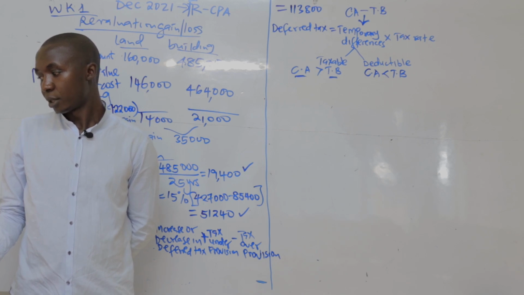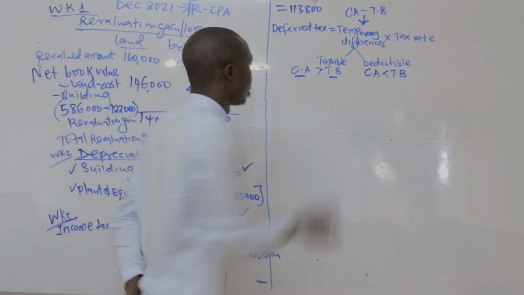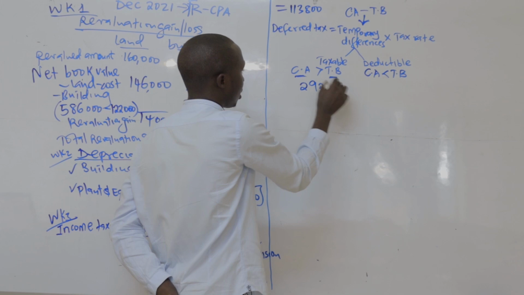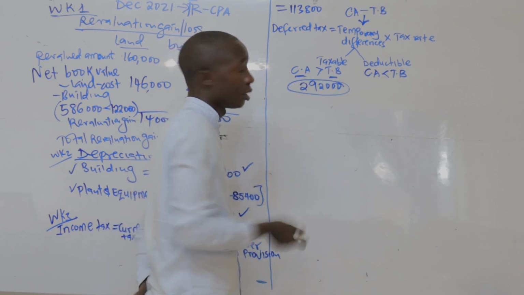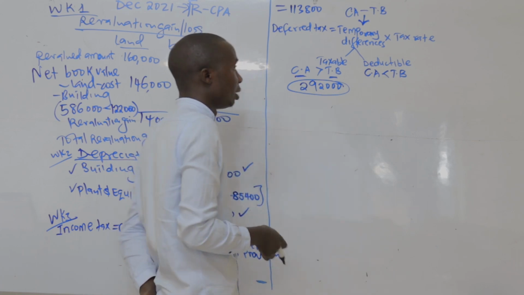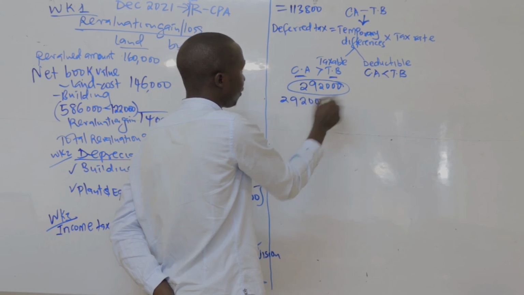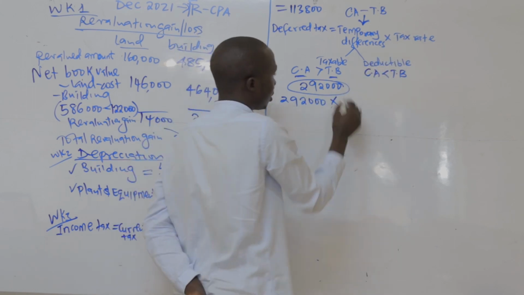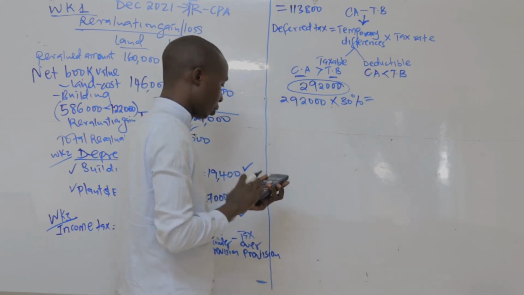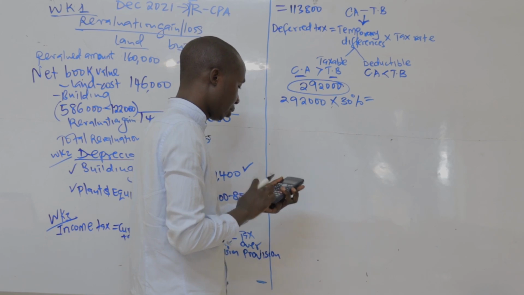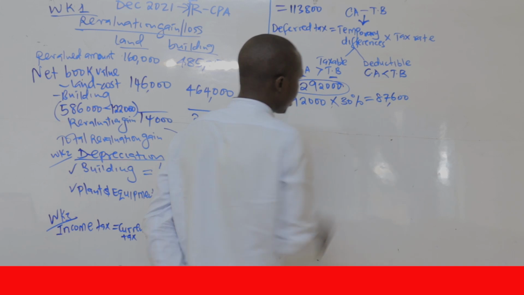So the tax base was less than the carrying amount, which means that the carrying amount was greater than the tax base by 292,000. And once you have a temporary difference, because here we have a taxable temporary difference, you take that taxable temporary difference and multiply it with the tax rate of 30% as given in the additional information. So 292,000 times 0.3 is 87,600.